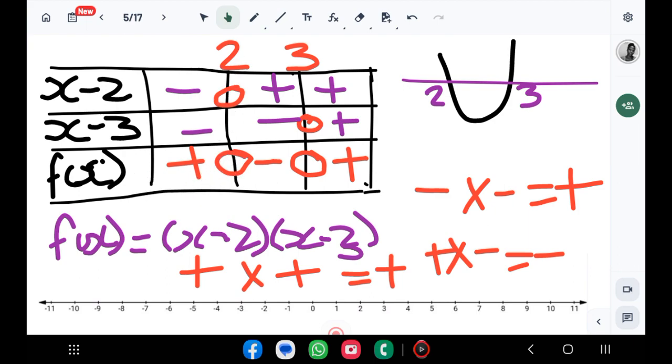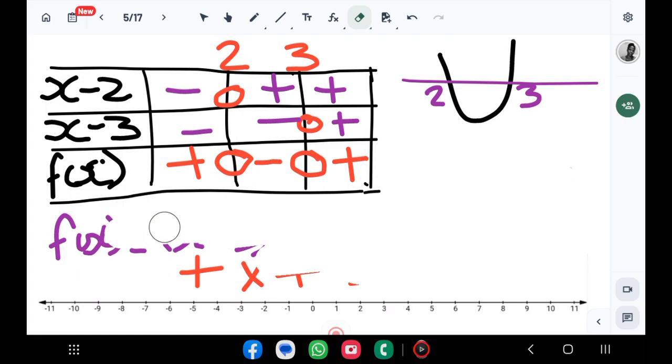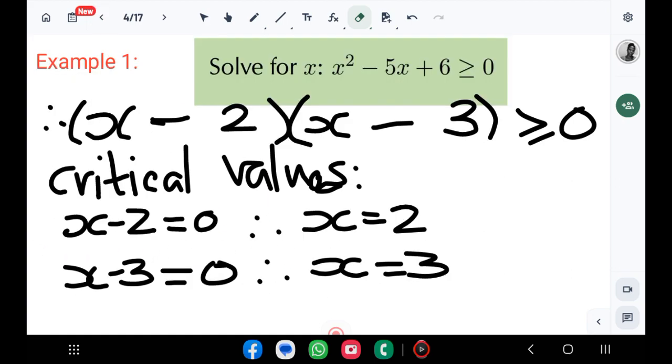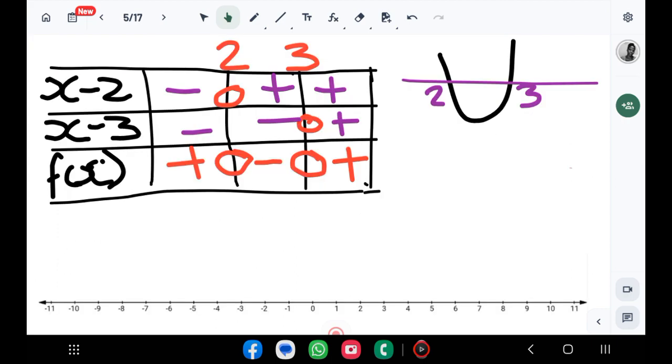Now the question asks, let's go back to the original question. The original question says, so for x, when x squared minus 5x plus 6 is greater than or equal to 0. Anything that is greater than or equal to 0 is basically positive. So we're basically looking at points where our f of x is positive.